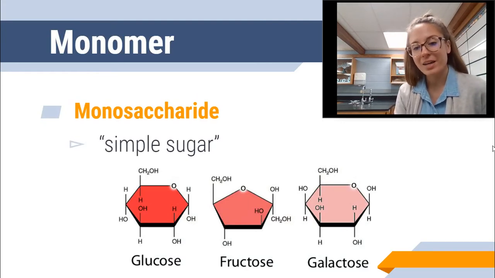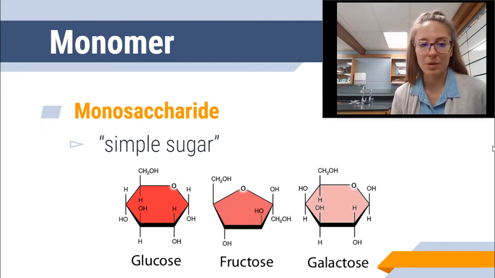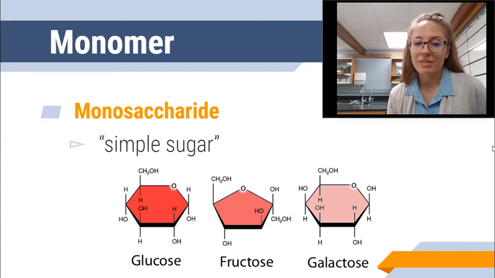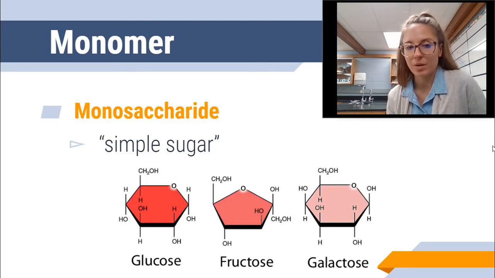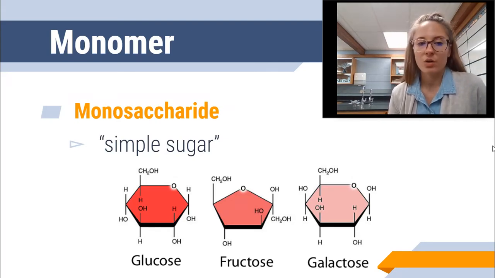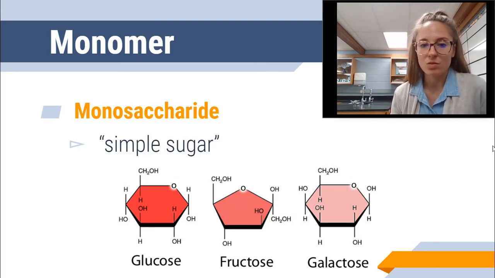The monomer of a carbohydrate is called a monosaccharide, and that looks like a really scary term, but if we break it down, the prefix mono means one. And the rest of that word, the saccharide part, means sugar. So a monosaccharide means one sugar, or you might have heard it as a simple sugar. One of the most common simple sugars that you might have heard of is glucose. Glucose is really your body's favorite source of energy.